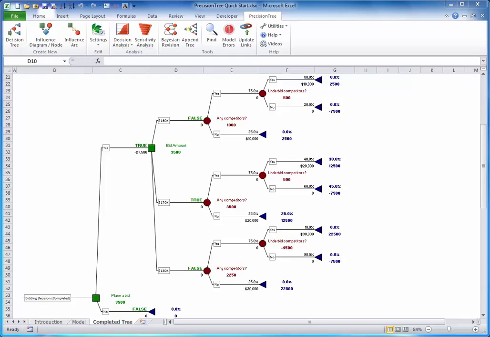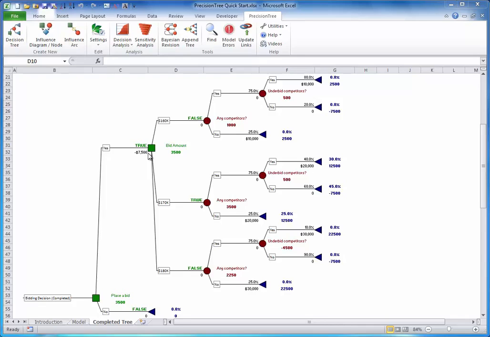In the example model, where a company must decide whether to bid, and if so, how much to bid, for a government contract in the face of potential competing bids, the sequence of events is the following. Number 1, the company decides whether to place a bid, a decision node. Number 2, if the company decides to place a bid, the company decides how much to bid, a decision node.